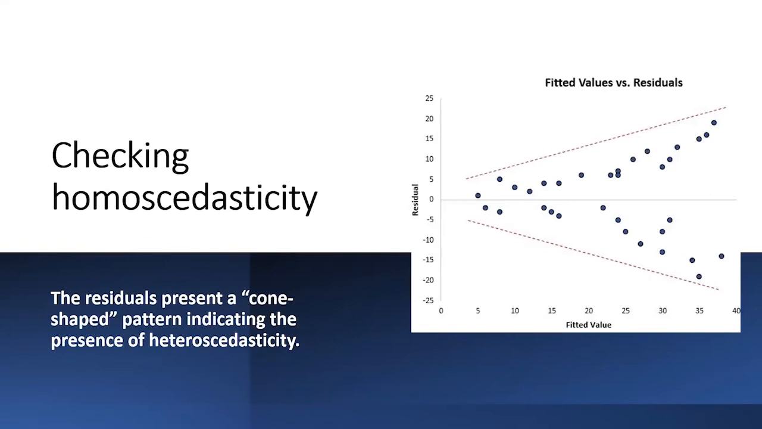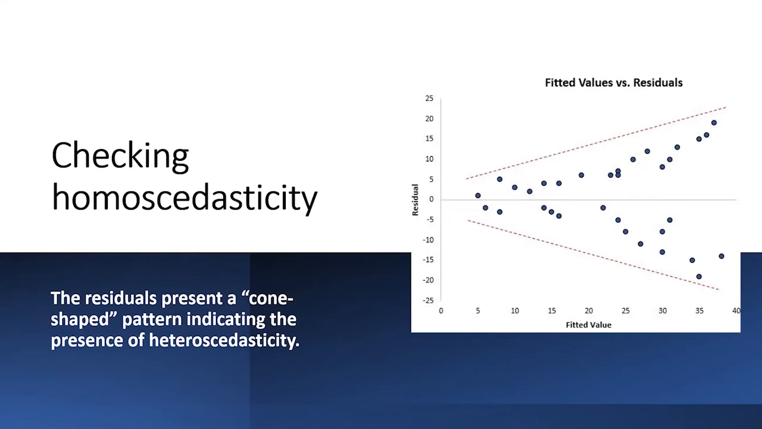So, for example, here's an example. These are residuals versus the fitted values. Fitted means the estimated values of your dependent variable. That's what we mean by fitted. Now, we are checking here for homoscedasticity. You clearly see that there is a pattern here. When you look at the residuals versus the fitted values, there's a pattern, kind of cone-shaped.